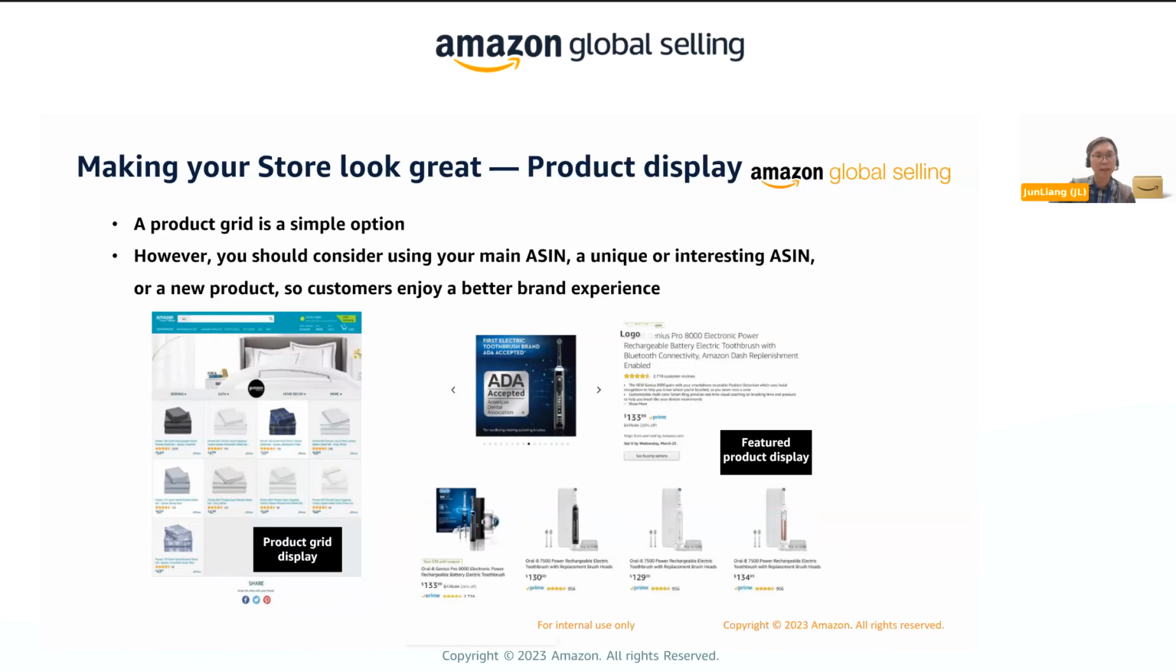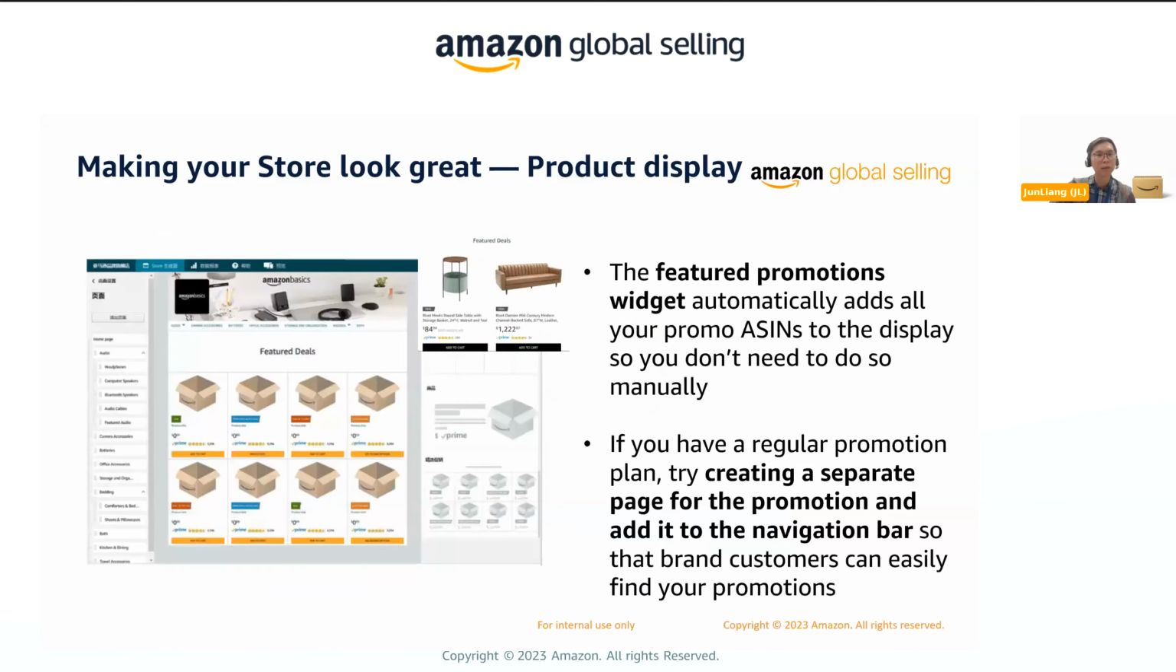Okay, these are some ideas that you can see. When you have your store set up, you can have different products listed just below your banner. There are also some features built in, so you don't have to list your products one by one. There's a feature promotion widget.